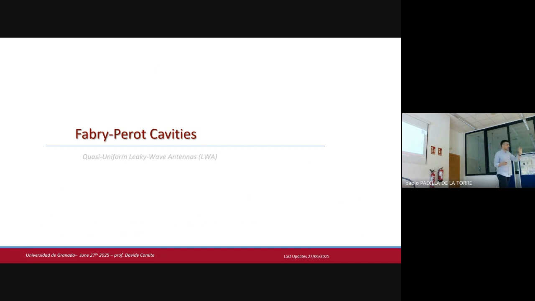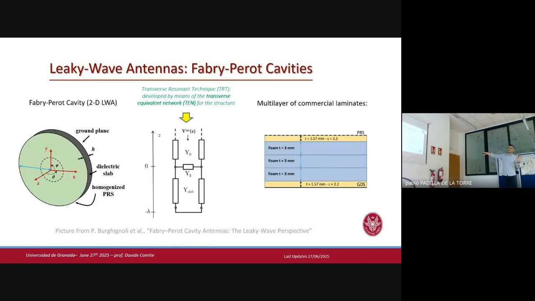One is a Fabry-Perot cavity that you already know. A Fabry-Perot cavity is like a cavity where you have a ground plane, as you can see here, a dielectric, possibly air, but then it's more complicated. Then you have a top plate, which sometimes we call a partially reflective screen, PRS.